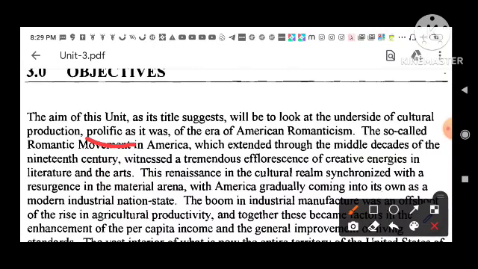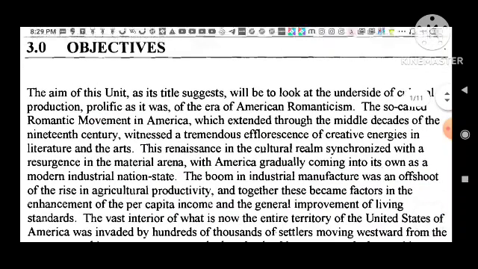Okay, the so-called romantic movement in America, which extended through the middle decades of the 19th century, witnessed a tremendous efflorescence of creative energies in literature and the arts.